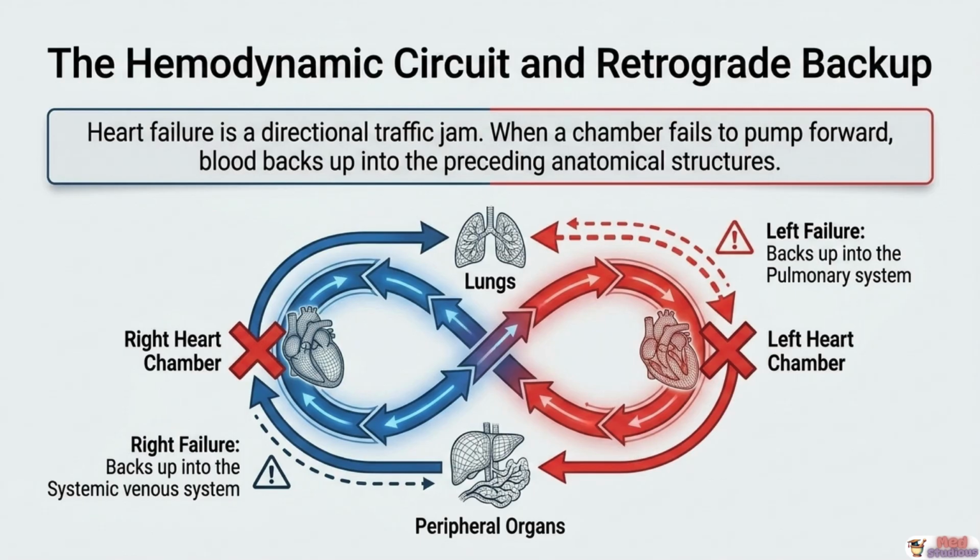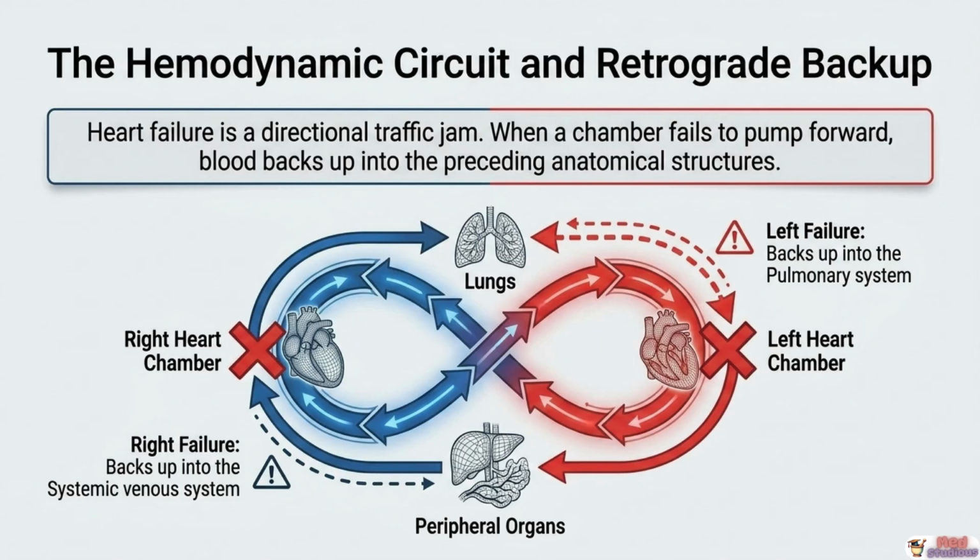Left-sided failure produces retrograde backup into the pulmonary circulation. The lungs fill with fluid, producing pulmonary edema, crackles, and respiratory distress. The pulmonary capillary wedge pressure rises, transudation occurs across the alveolar capillary membrane, and gas exchange is impaired. Right-sided failure produces retrograde backup into the systemic venous circulation. The superior and inferior vena cava, the hepatic veins, the portal system, and the peripheral venous networks all become congested. This manifests as jugular venous distension, hepatomegaly, ascites, and peripheral edema.